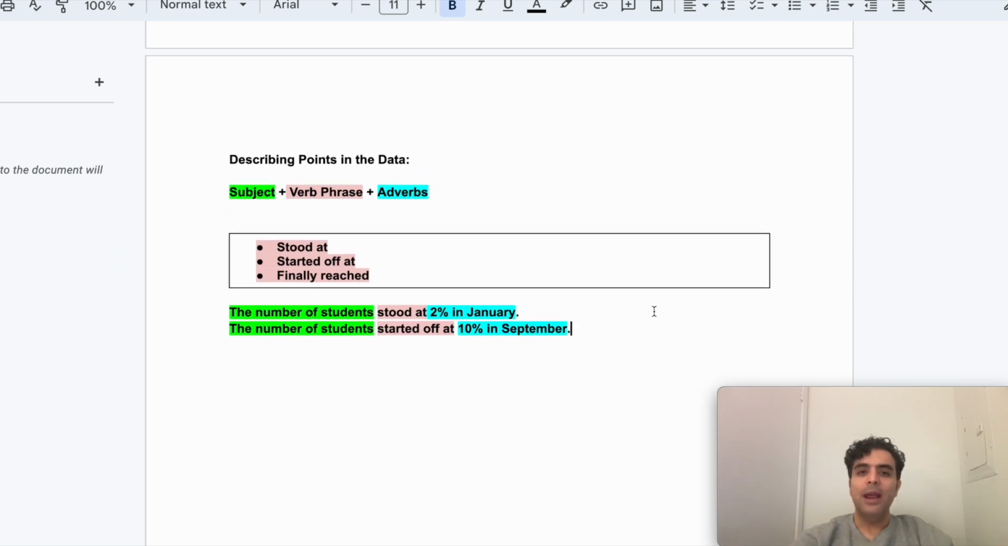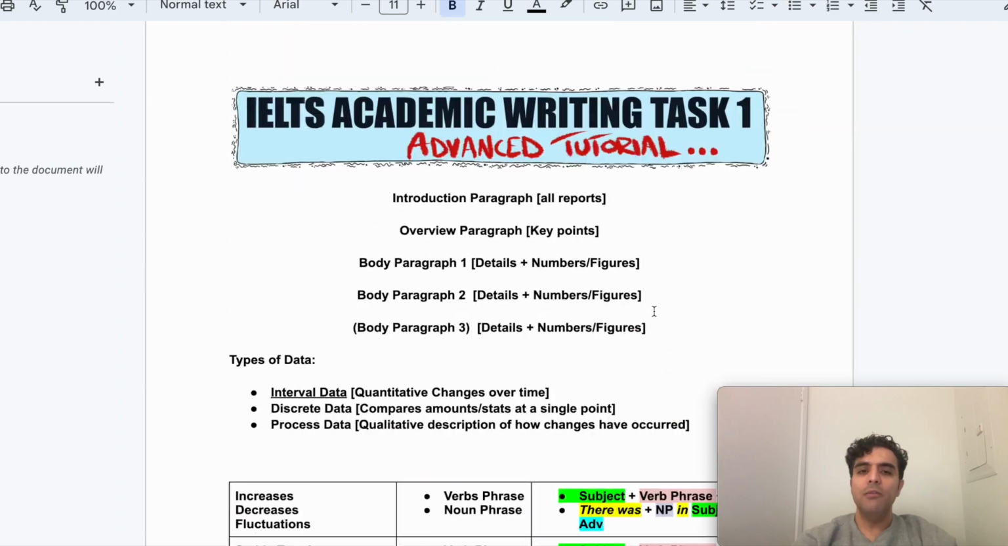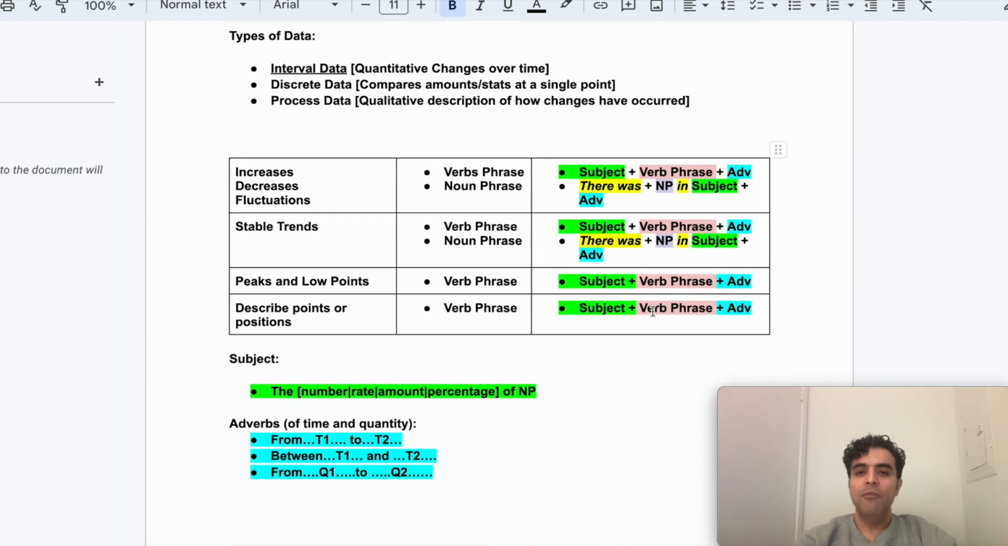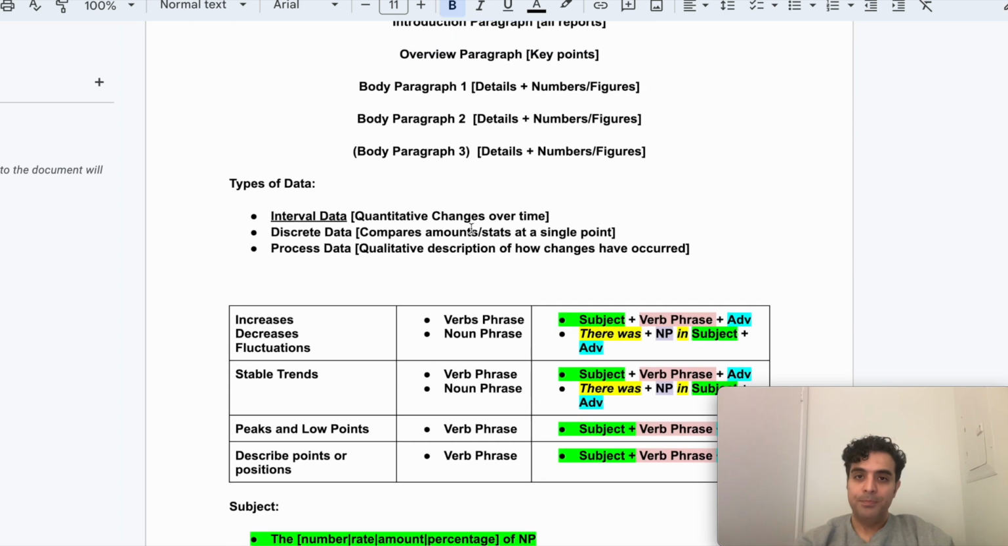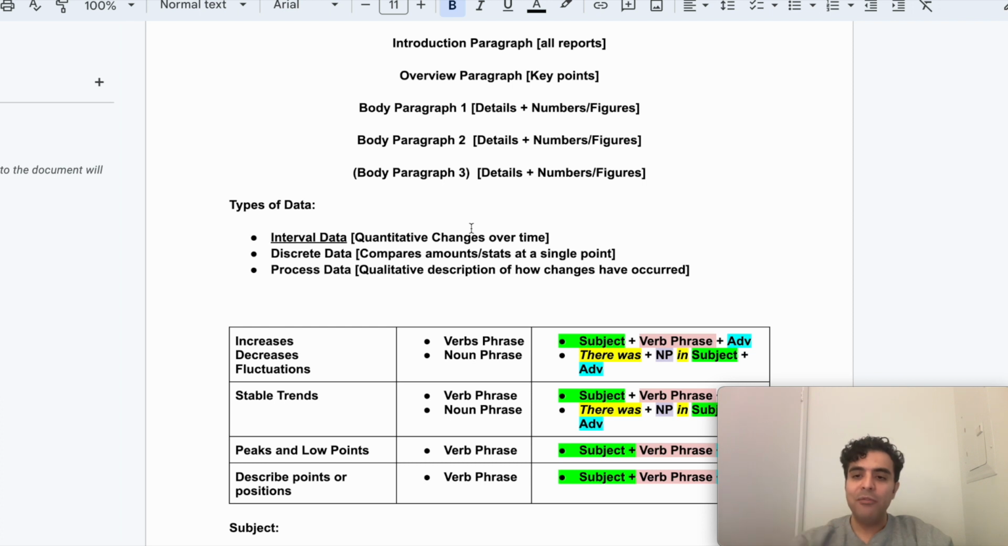Okay, so we have now covered all of the structures for describing data that is interval. Okay, so if we have a line graph, we're going to be using a lot of these structures for describing that line graph. Or if, for example, we have a table that shows consecutive years, so the number of purchases that people made from 3 websites in 5 years, so from 2000 to 2005.